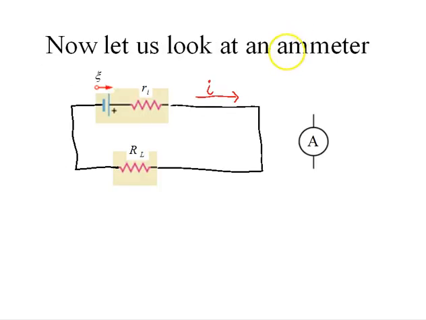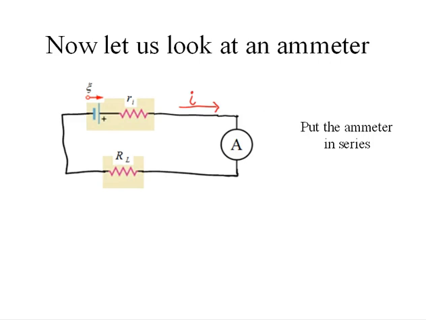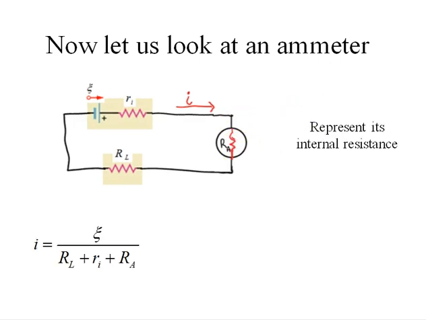So if we look at the ammeter now, if we want to insert the ammeter into this circuit to measure the current, we put the ammeter in series. And that ammeter represents additionally an internal resistance, just like our ideal EMF does. So we can represent that as a little resistor. We'll call that resistance R subscript A for ammeter.